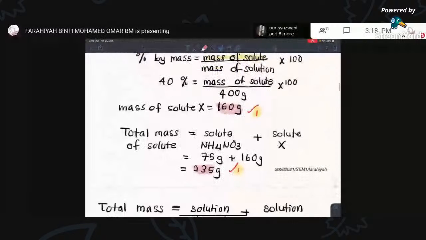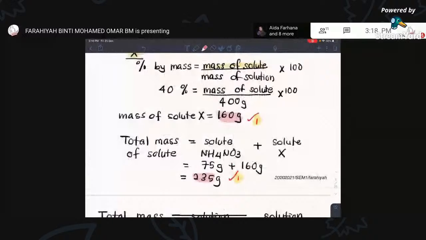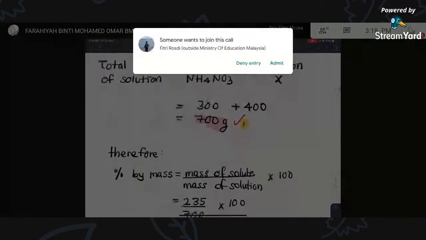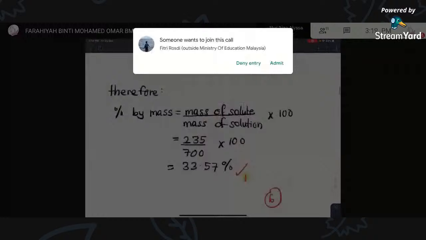So you dah dapat total mass of solute. You kena kira pula total mass of solution. So 300 plus 400 you akan dapat 700 gram. Okay. And next, baru you boleh masuk dalam percentage by mass. So, 235 over 700 times 100. So, you akan dapat 33.57%. Okay. So, total will be 6 marks.